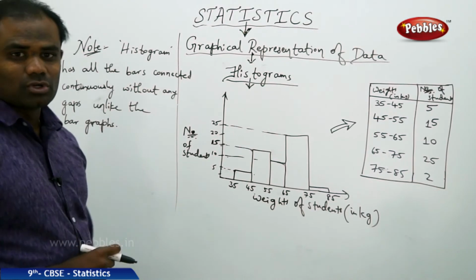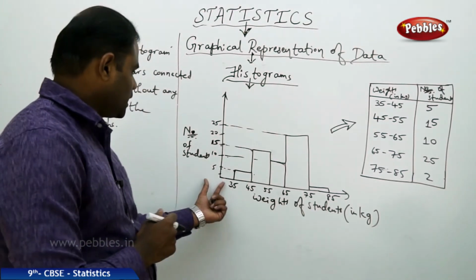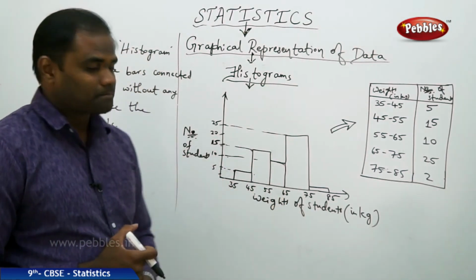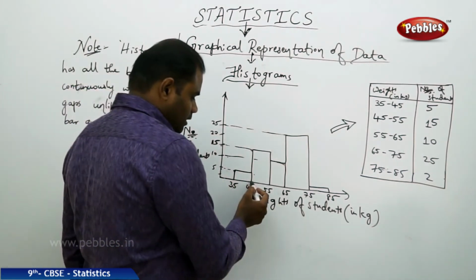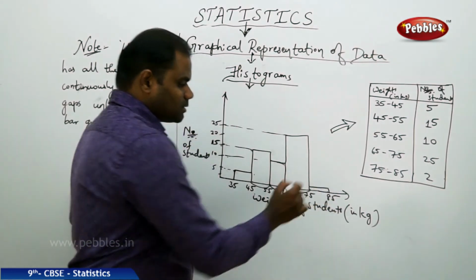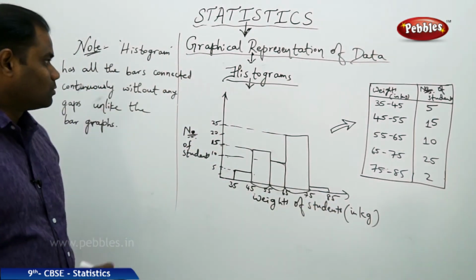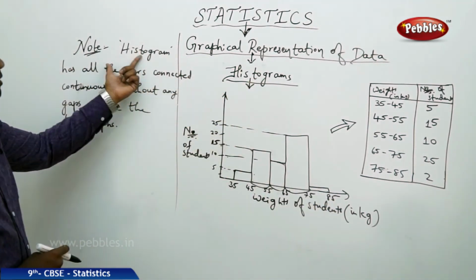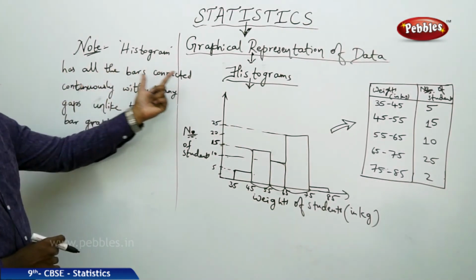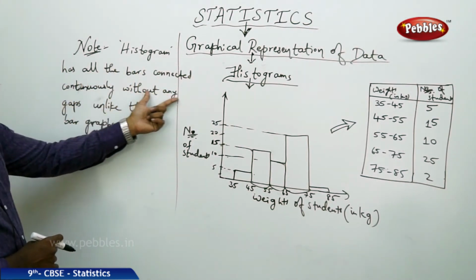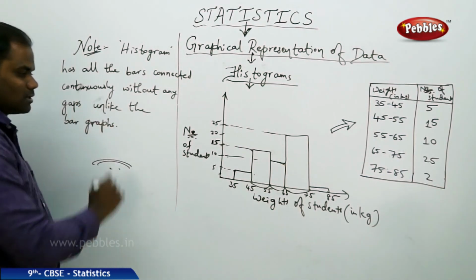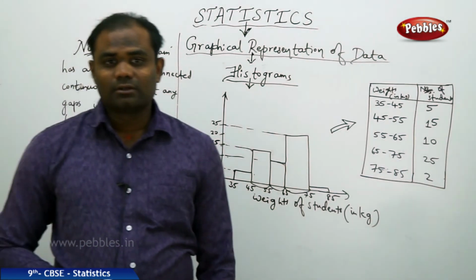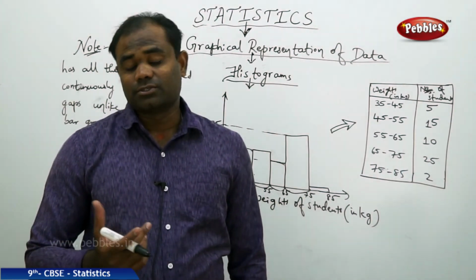It's very important to note that in bar graphs we had gaps in between, but when we take the histogram, there is no gap, but the bars are continuously developed until the last. So the one major difference is that a histogram has all the bars connected continuously without any gaps, unlike bar graphs. This is how we differentiate between a bar graph and a histogram.